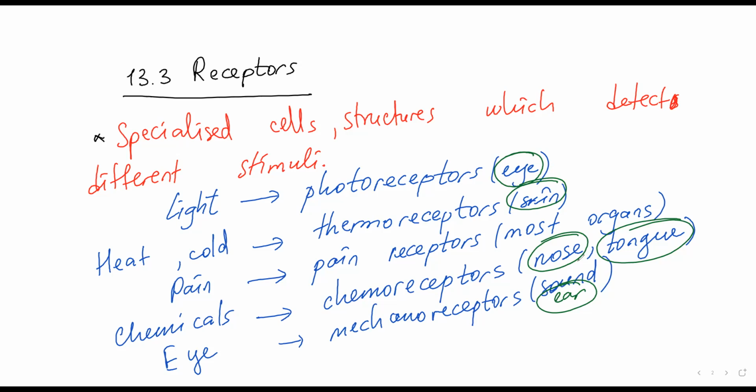So this is the introductory information about the receptors, but we will talk about the eye structure.